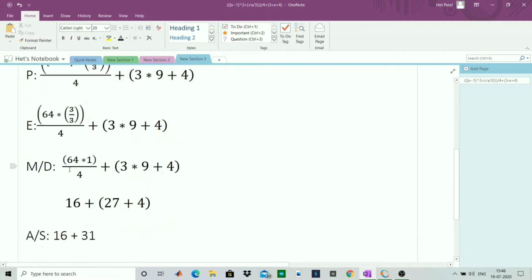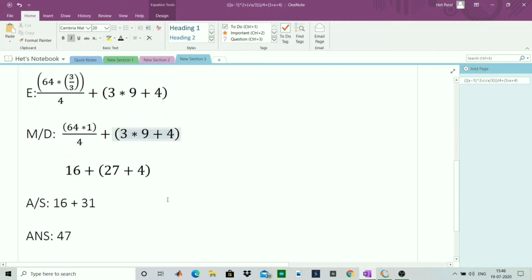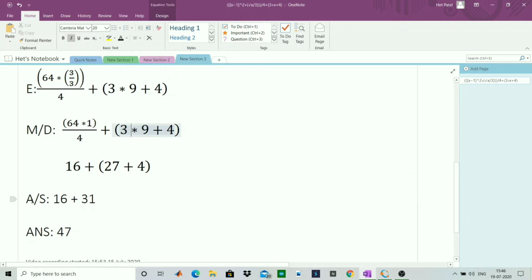Now the multiplication and division part. 64 into 1 would be calculated now, and then division would be calculated. 64 by 4 gives 16. Now the second part of the expression has a multiplication, so it would come into the picture. 3 into 9 would be calculated now, so it would be 27 plus 4. Now the addition and subtraction operators would come into the picture. So it would be 16 plus 27 plus 4, and it gives 47 as the answer, and that's it. That is the part that we would be doing with hand calculations.